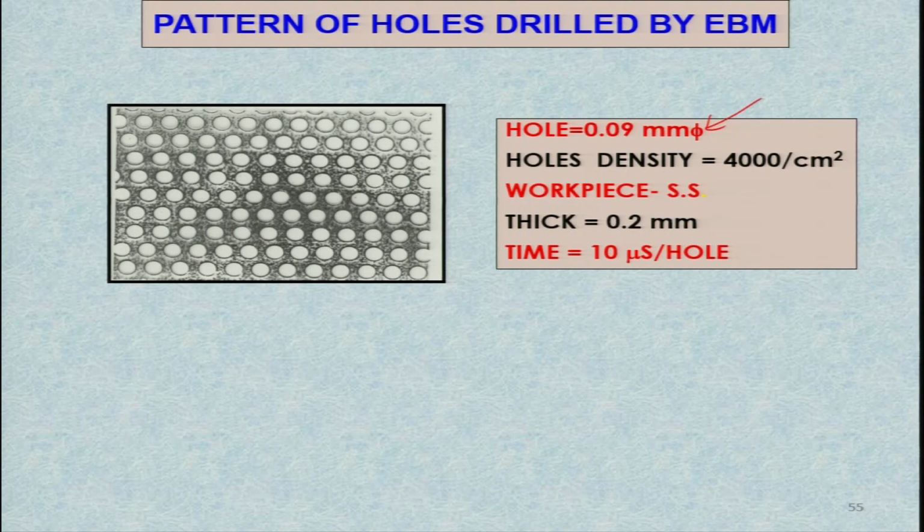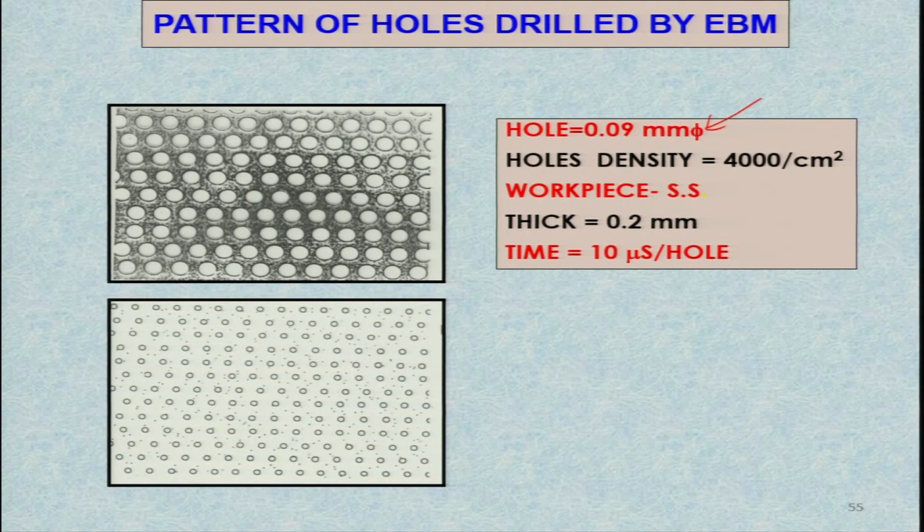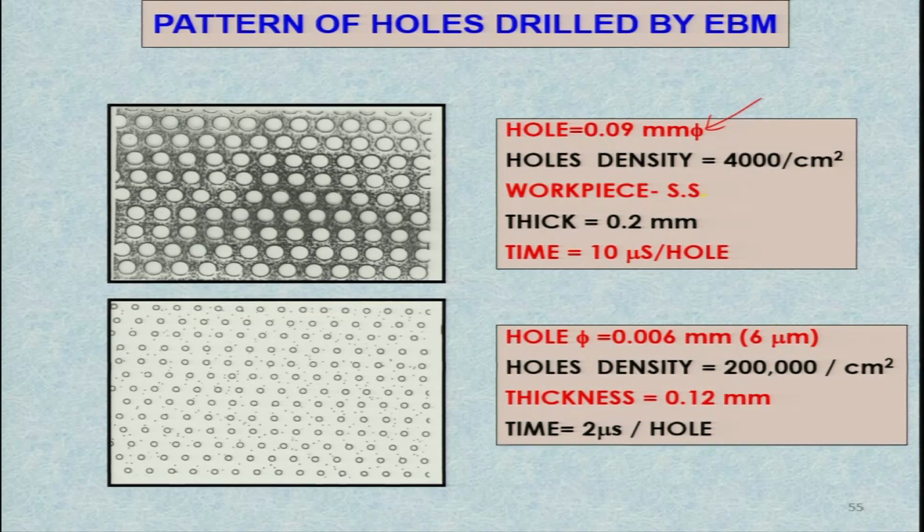But if you go to the textile industry or food industries, they will say, oh, these are very large size holes, they are not interested in so large size holes, they need still smaller holes. So, you can use this particular process for making even smaller holes than this, and here you can see it is 6 micron size holes that have been generated in the sheet, and hole density is 200,000 holes per centimeter square, thickness of the sheet is 0.12 millimeter and time taken is 2 microsecond per hole, and you can compare this with this 10 microsecond hole. It is quite less, and the dimensions of the hole are also smaller compared to the earlier one. So, depending upon the diameter of the electron beam, you can drill holes of different dimensions.